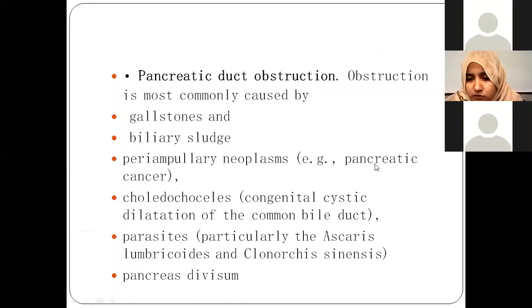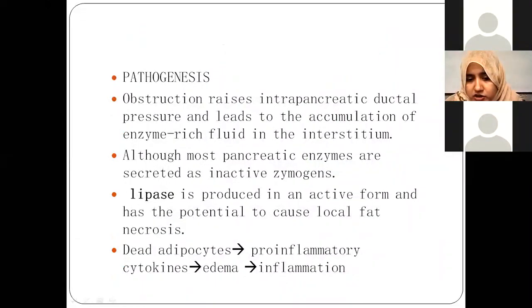Periampullary neoplasm, it could be pancreatic cancer. Choledochocele, which is a congenital cystic dilatation of the common bile duct. It could be because of parasites like Ascaris lumbricoides and Clonorchis sinensis, and it could be pancreas divisum. So these are the common causes which can obstruct the pancreatic duct, and because of obstruction, what happens? Look at the pathogenesis. Due to obstruction, the intrapancreatic ductal pressure rises and leads to the accumulation of enzyme-rich fluid in the interstitium.